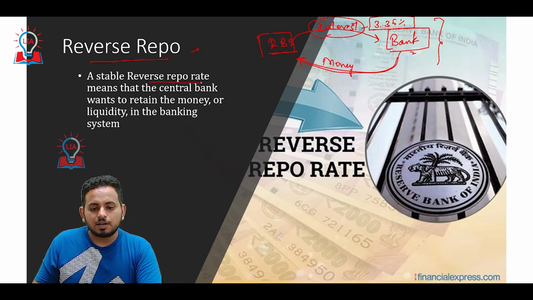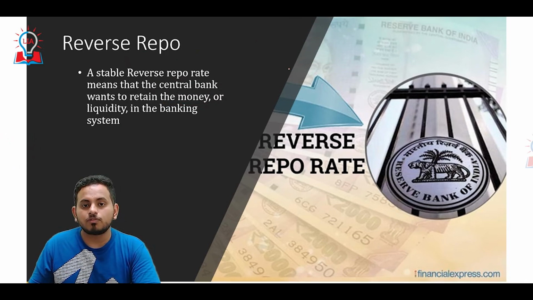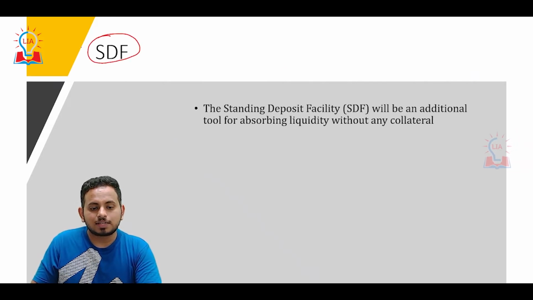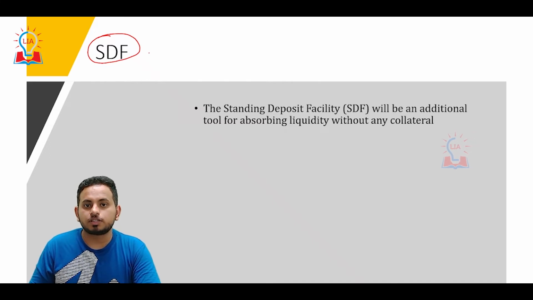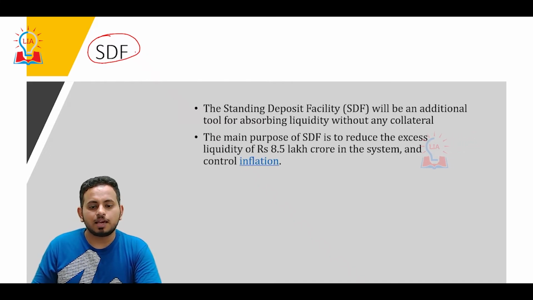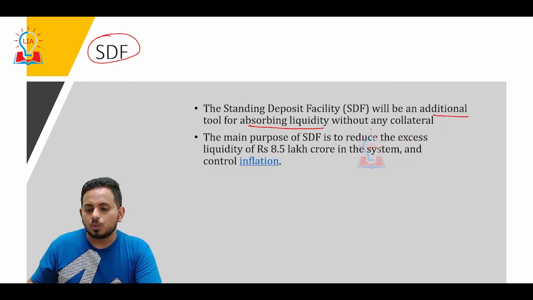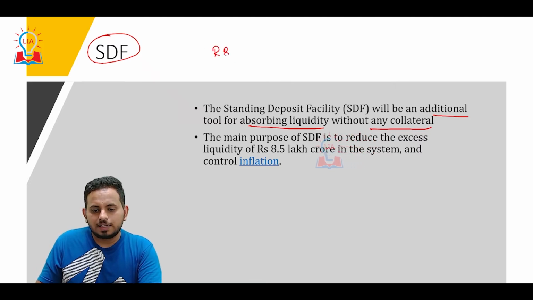A stable reverse repo rate means that the central bank wants to retain the money or liquidity in the banking system. This is the entire concept of reverse repo rate. Now let's understand what is standing deposit facility or SDF, which was recently introduced in the MPC meeting. The SDF will be an additional tool for absorbing liquidity without any collateral.